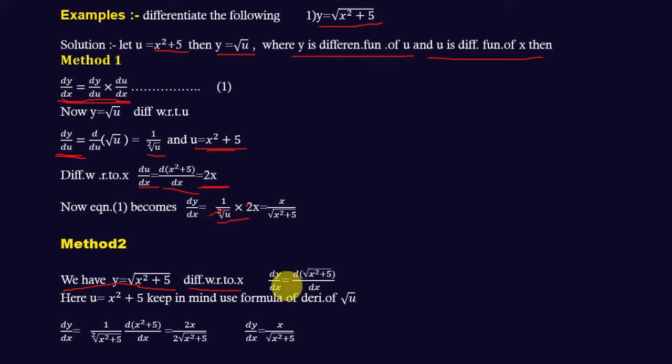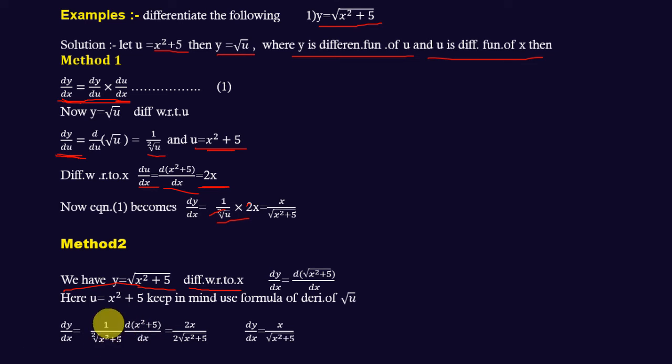Then this derivative is 1 upon 2 into root of x square plus 5, into derivative of the inside term. Here we differentiate this square root, that is (x square plus 5) raised to 1 half power, that is 1 half into (x square plus 5) raised to 1 half minus 1, that is minus 1 half, into derivative of the inside term. That is, differentiate the outside term and then the inside term.